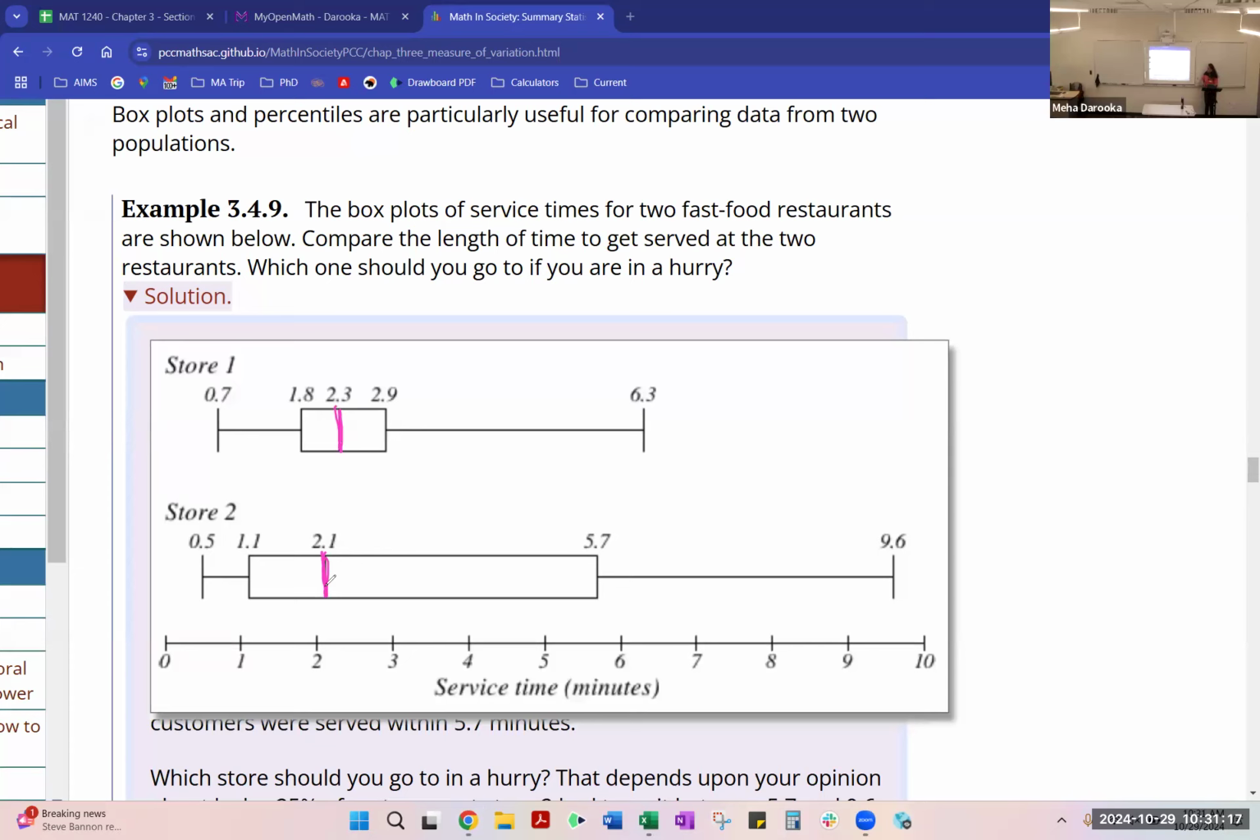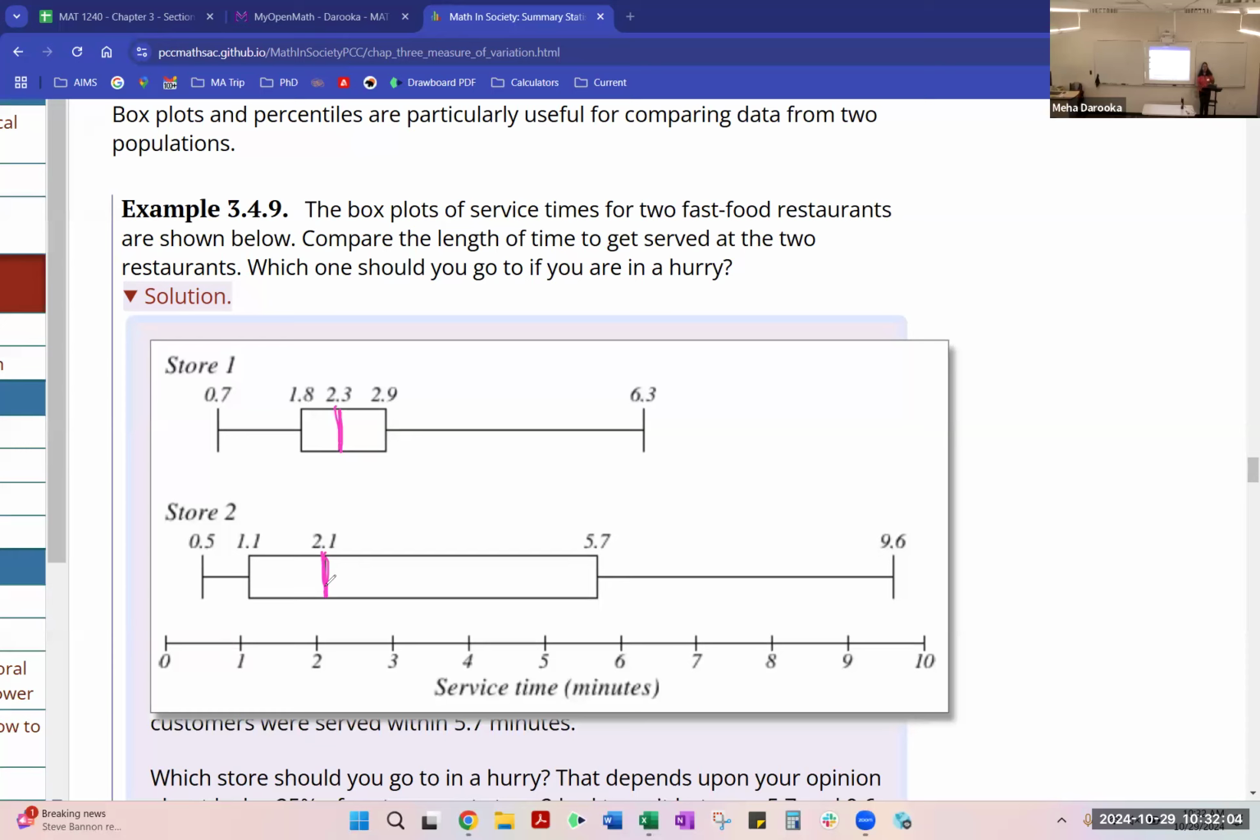So before we look at the description, just in terms of service times, which one do you think would be the better place to go if we were in a hurry? Store 1 or store 2? Is it a fast food restaurant? Yeah, fast food restaurant. What if both were next to each other, because apparently that's a thing? But they're talking in terms of if you're in a hurry and time is a factor. So looking at the spread of the two box plots, which one would we be leaning towards? Store one or store two?